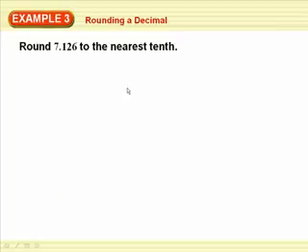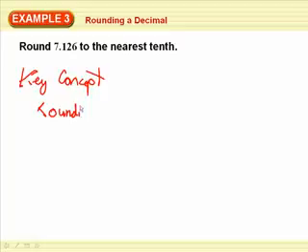So example number 3 now. This has a key concept in it, so before I do example 3, I want you to write this key concept with me. The key concept box is on page 15. It's talking about rounding numbers.